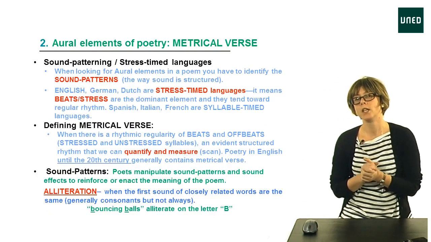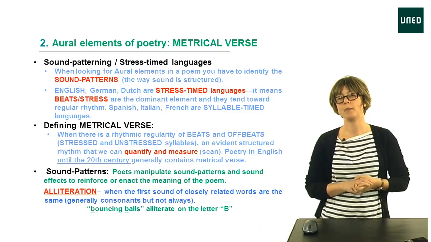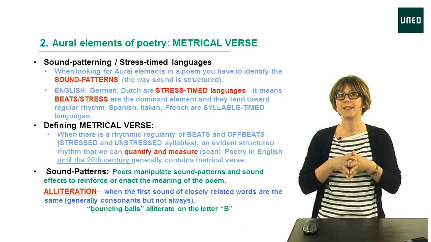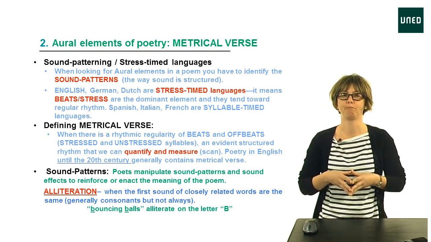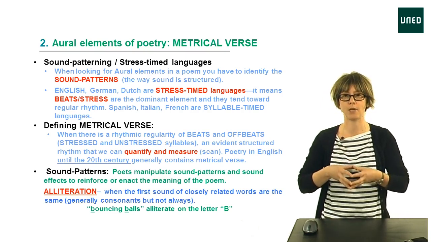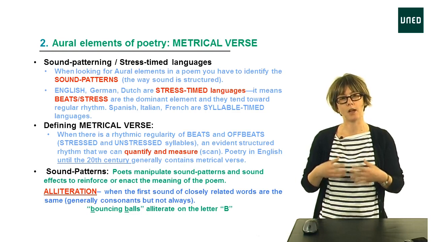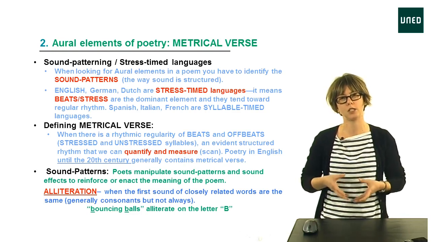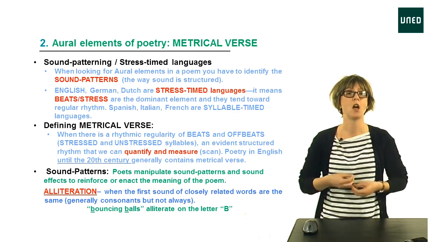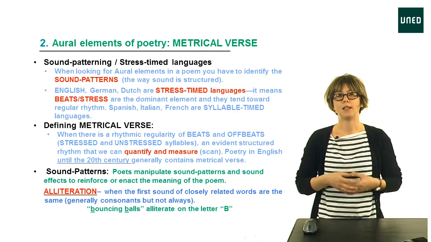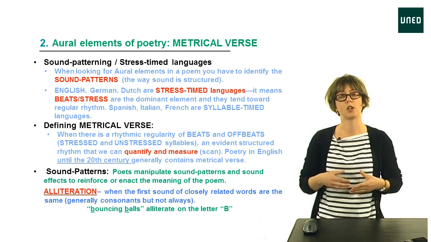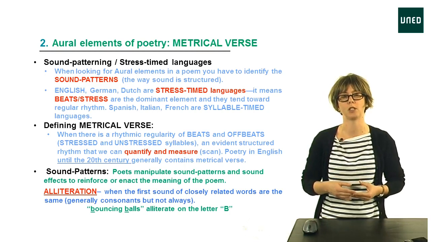When looking for oral elements in a poem, you have to identify the sound patterns, the way sound is structured in the poem. Languages such as English, German, and Dutch are stress-timed languages. It means that beats and stress are the dominant elements, and these languages tend toward regular rhythm. Otherwise, Spanish, Italian, and French are syllable-timed languages.